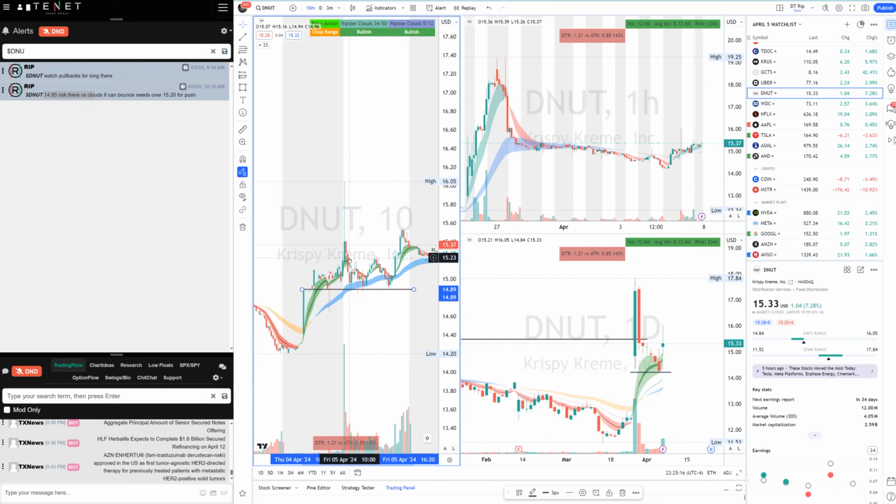I tried to take the dips, and then it was holding 14.85, and then was coming back. I just got out for break even. But I just want you to see the importance of this 14.85 level.